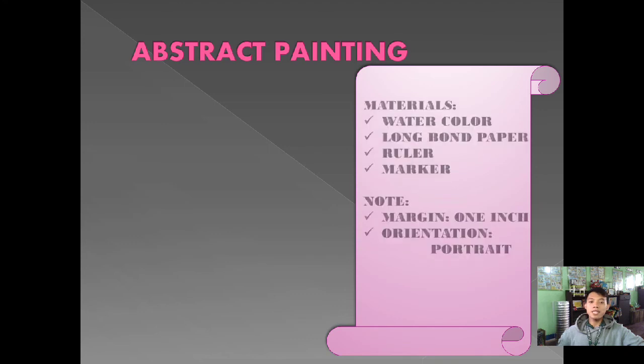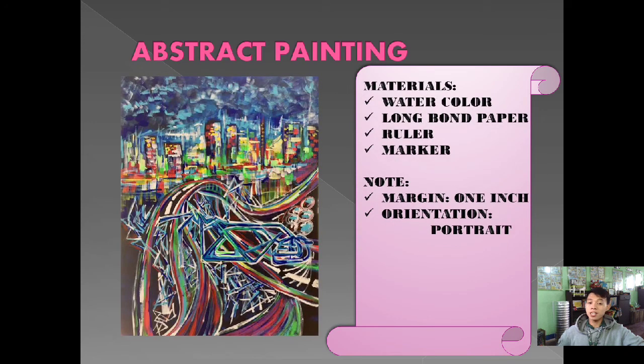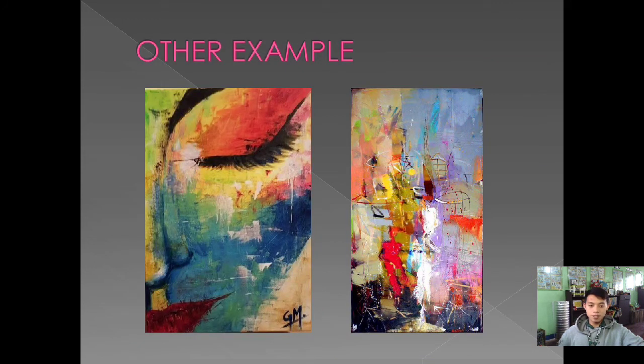Easy. Next, we have your abstract painting. Okay, so materials, watercolor, longband paper, ruler, and marker. Margin 1 inch, orientation, portrait. Okay? Here are other examples.